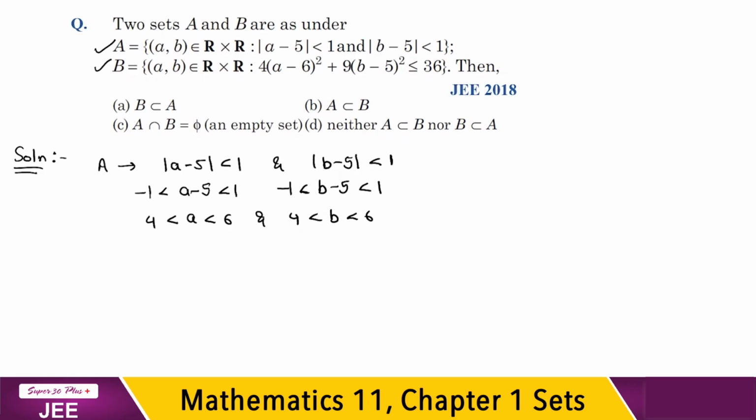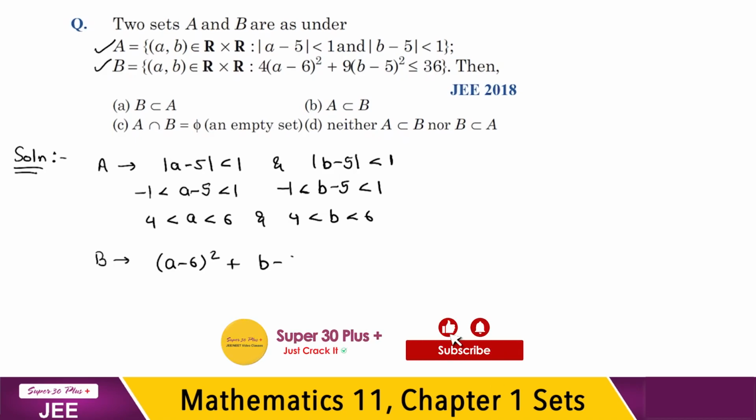Now let us talk about set B. Now set B has an inequality (a minus 6) whole square plus (b minus 5) whole square.